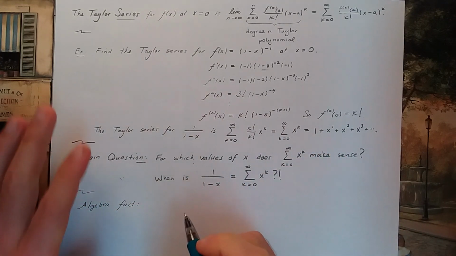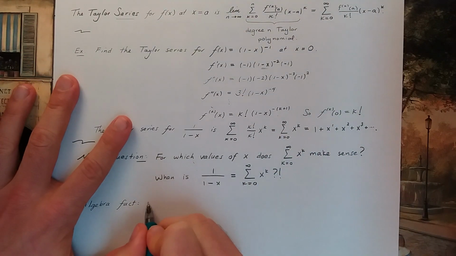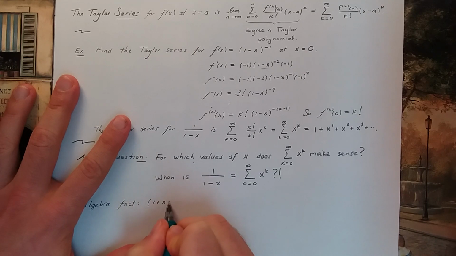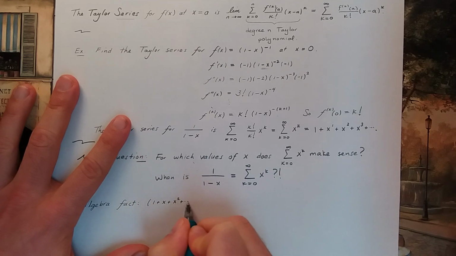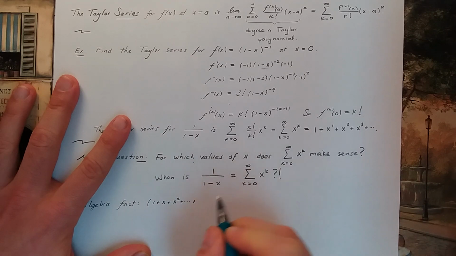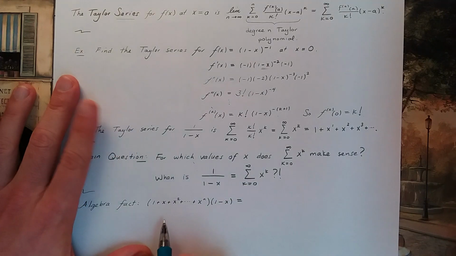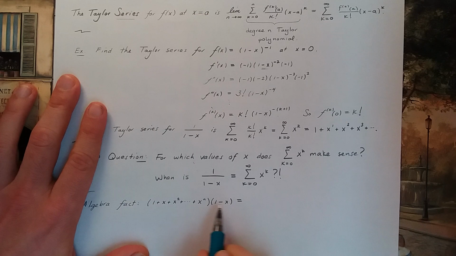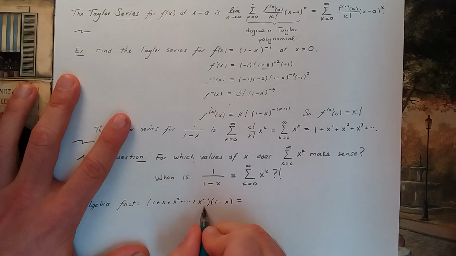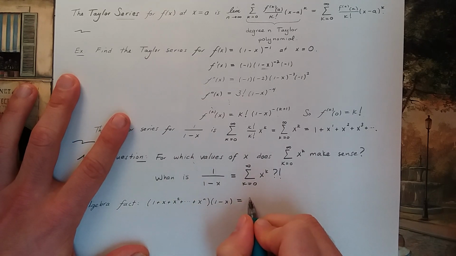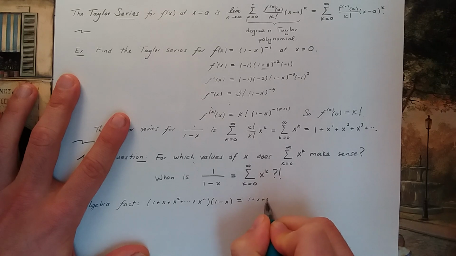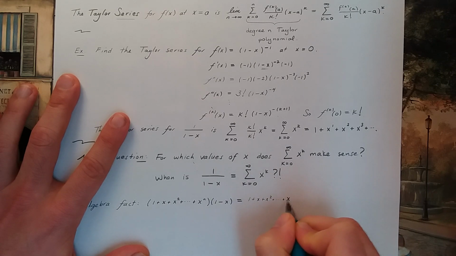So the algebra fact I want to use here is that 1 plus x squared until I get up to x to the n, times 1 minus x, can be simplified. If I multiply this out, you could do a big distributive property, a big giant FOIL, I guess, multiplying everything in this first parentheses by 1 gives me 1 plus x squared up to x to the n.